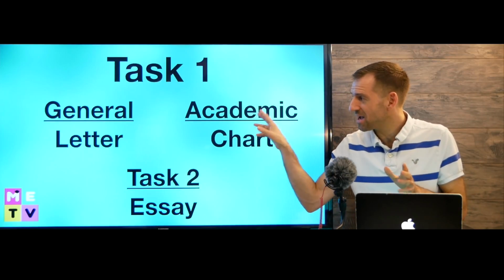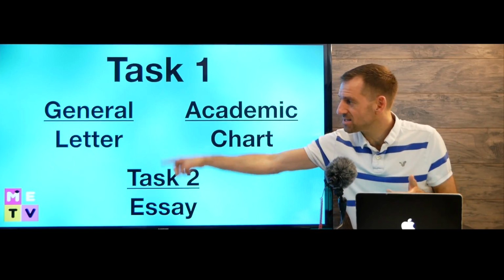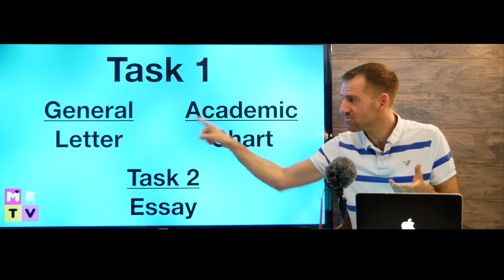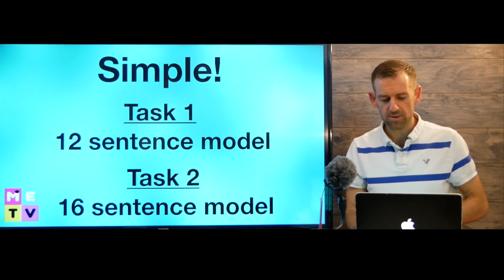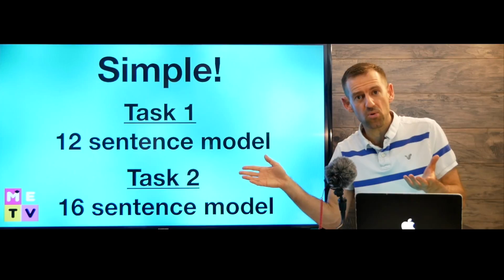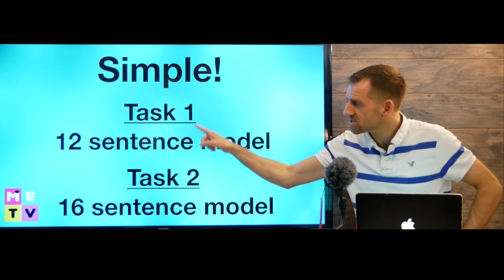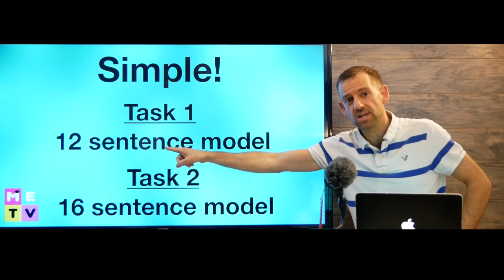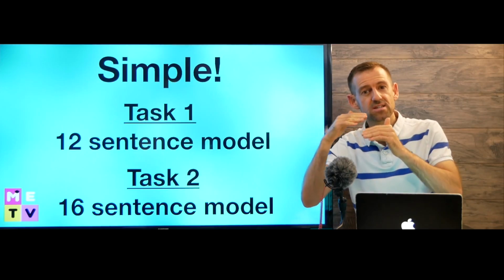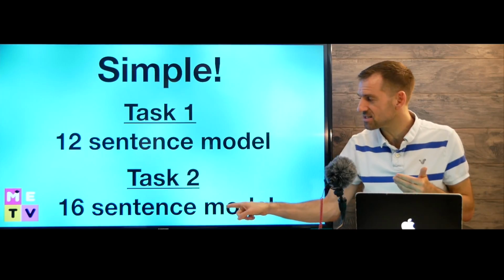Okay, so in my academic book, okay, this is really, really helpful for you. I mean, this is the same in both my books. Okay, task 2 is the same, but the difference is task 1. Okay, now in my books, I mean, it's just really simple. I give you 2 models, okay? I give you a model for task 1 that has 12 sentences. Okay, I teach you what the purpose of each sentence is. Okay, then for task 2, I give you a 16-sentence model.